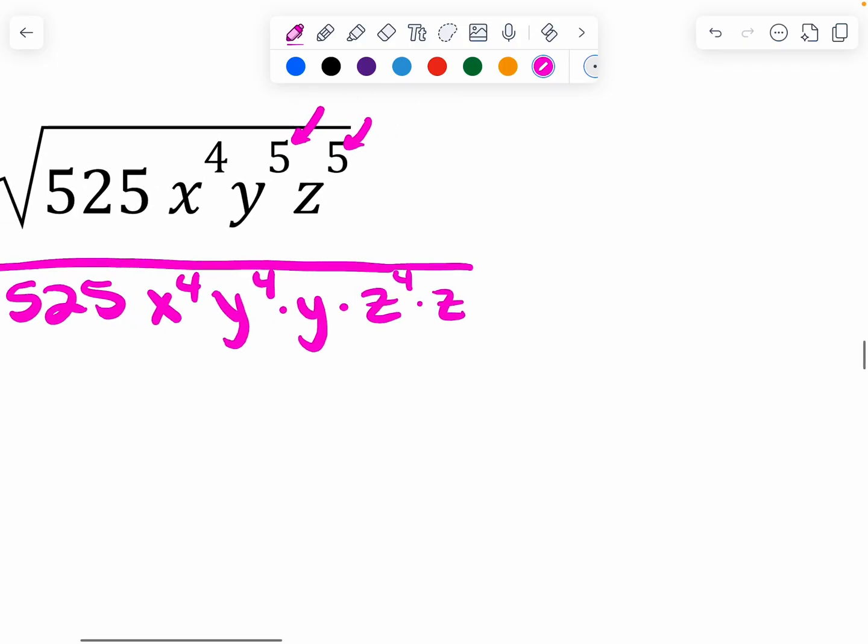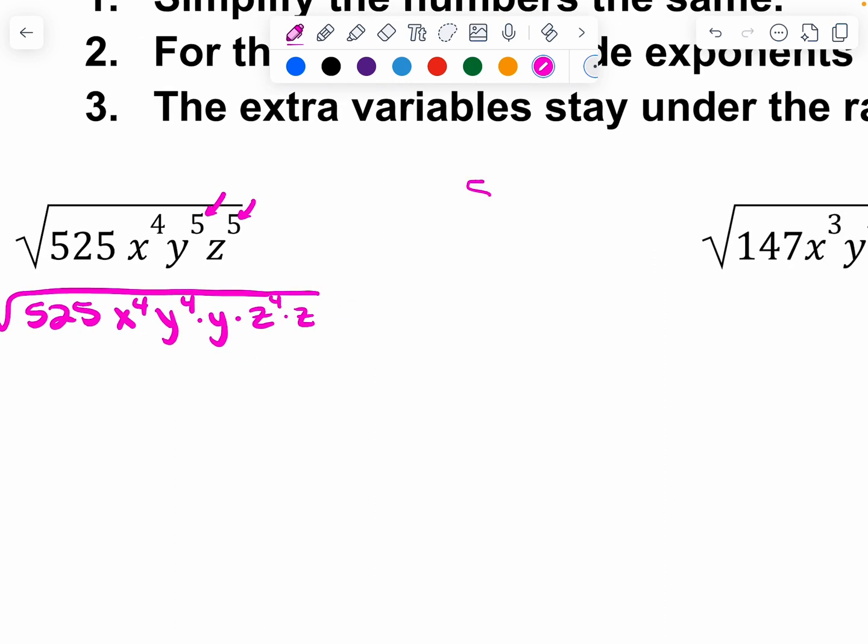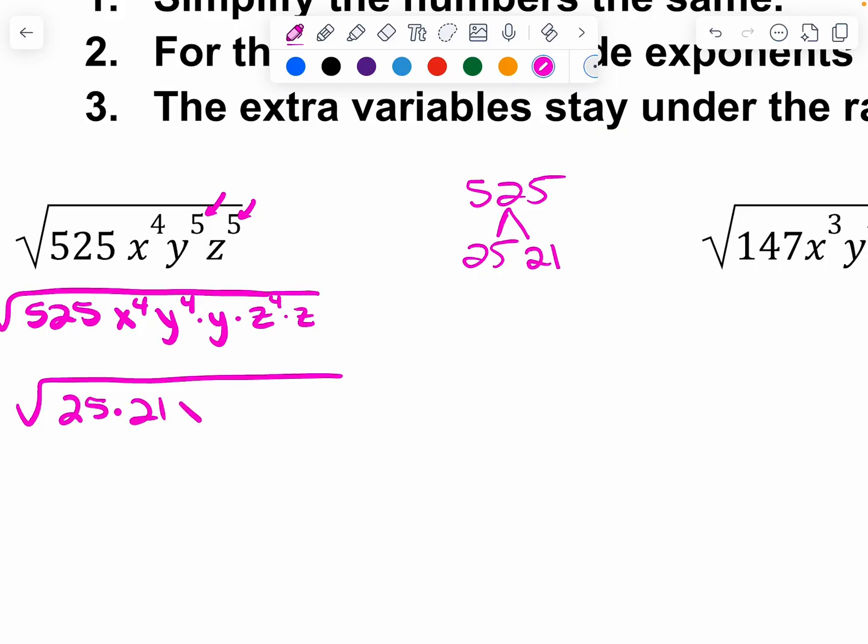Now we have to deal with the 525 now. 525. Well, we know that 25 goes into it. How do I know? Because it ends in 25. So that goes in 21 times. Well, 21 is just 3 times 7. There's no perfect square that goes into that. So this is going to be 25 times 21, x to the 4th, y to the 4th times y, z to the 4th times z.